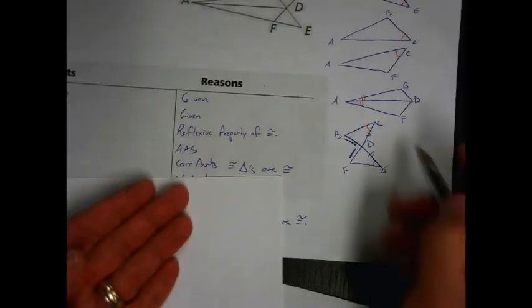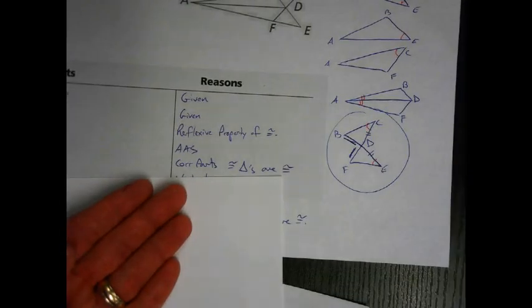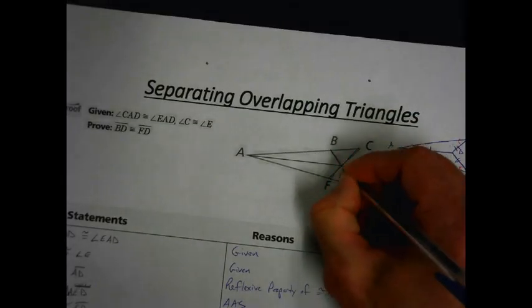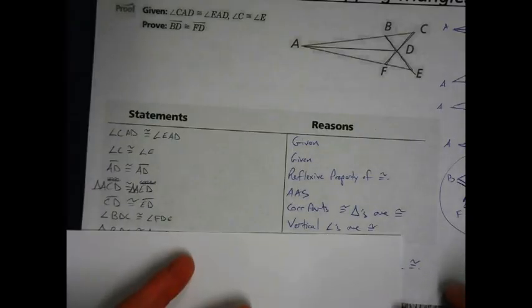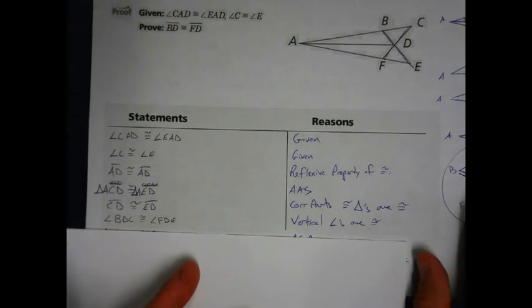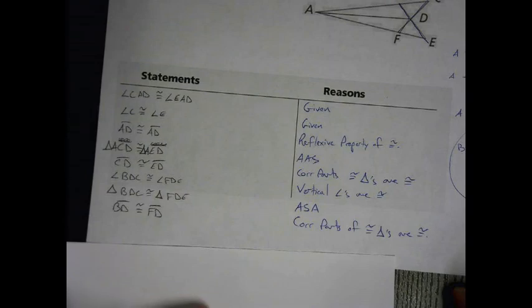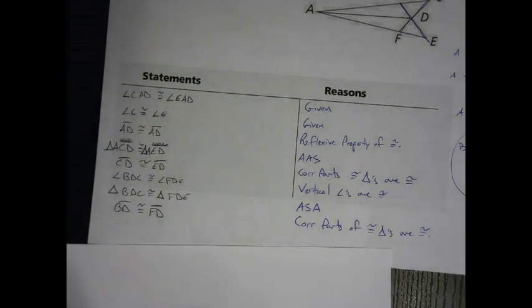So I'm done with all the other triangles. Now I can focus on this triangle alone, and we are all set. Vertical angles in the middle. Boom. Triangles are congruent. Angle, side, angle. And then lastly, BD, FD, corresponding parts. And that is overlapping triangles.